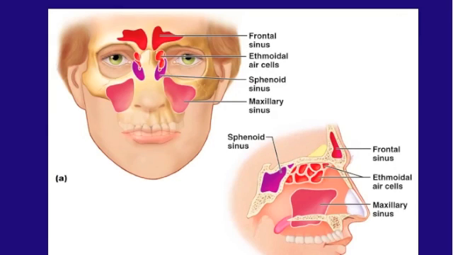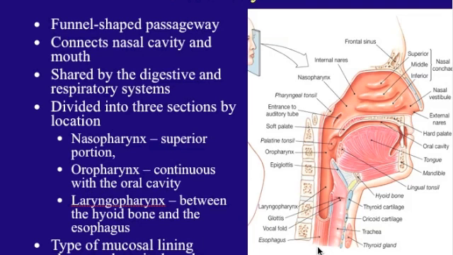So this is just pictures of the paranasal sinuses. So the pharynx. The pharynx is right here. Funnel-shaped passageway. It connects the nasal cavity and the mouth. It's also shared by the digestive and respiratory systems. It's divided into three sections by location.